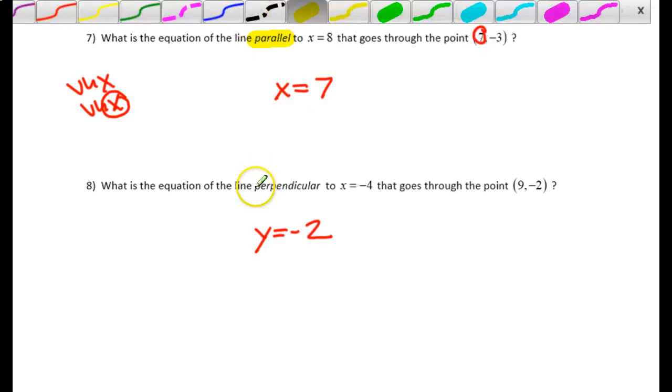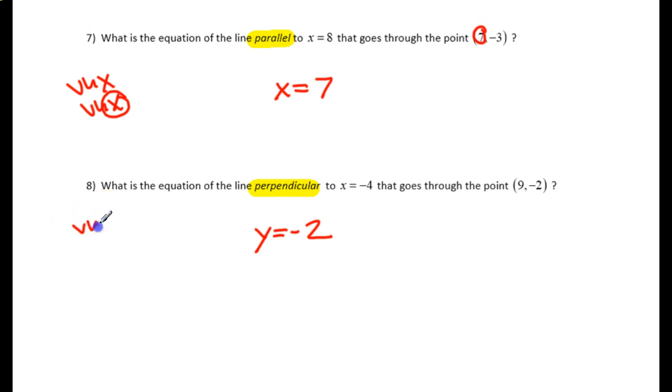The last one, we want a line perpendicular to this. So what have they started with? They've given us a Vux line, because it's x equals. Perpendicular will be the opposite. Opposite of Vux is Hoi. So our new line will be y equals. And y equals what on the new point? Negative 2. And that's it.